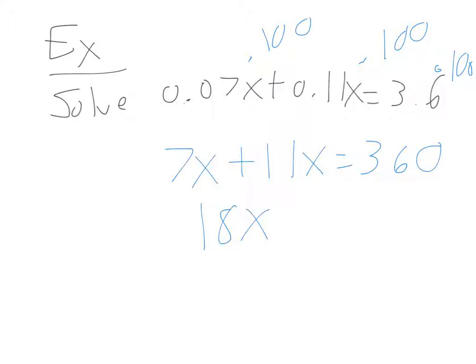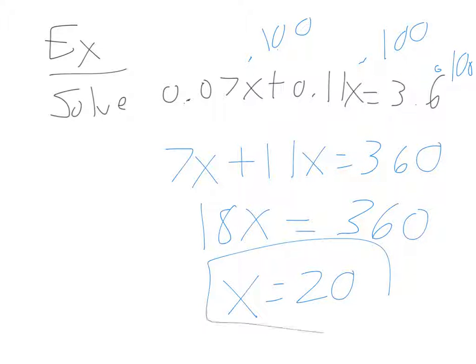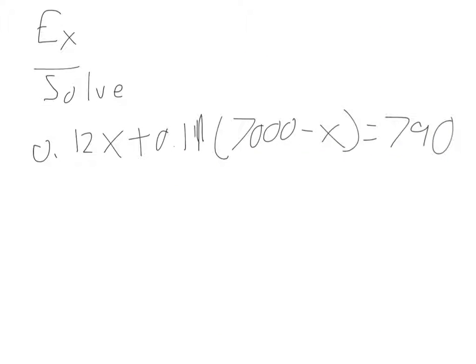So if you multiply by 100, you get 7x plus 11x equals 360. Add the 7x to the 11x, you get 18x equals 360, which means x would be 20. Alright, here's another example. Solve 0.12x plus 0.11 times 7,000 minus x equals 790.